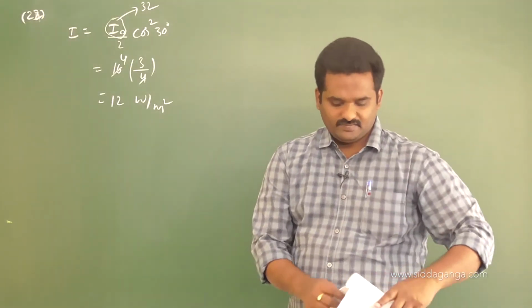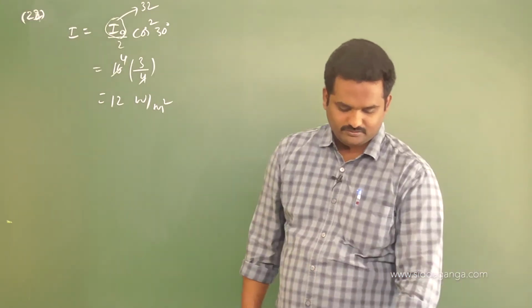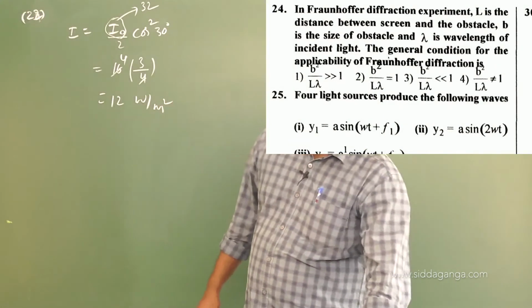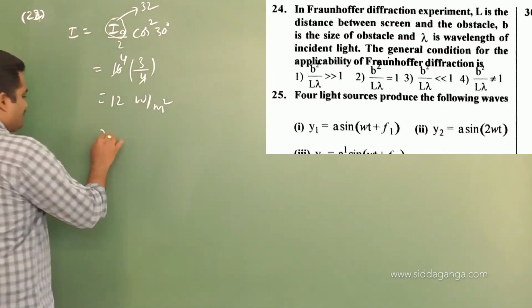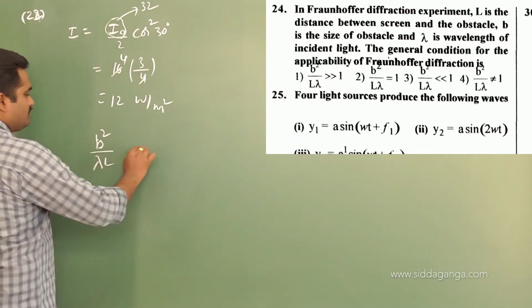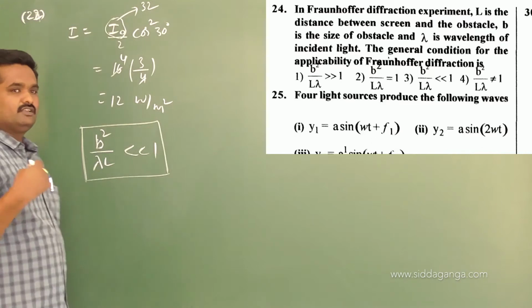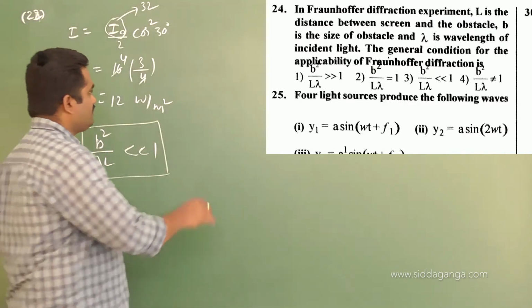And even 24th, it is just a theoretical question, just go through 24th. In Fraunhofer diffraction experiment, L is the distance between screen and the obstacle, B is the size of the obstacle, and lambda is the wavelength of incident light. The condition for applicability of Fraunhofer diffraction, or in general the applicability of wave optics: wave optics is going to be applicable, this is very important, for B square by L lambda much less than or equal to 1. This is the applicability of wave optics.